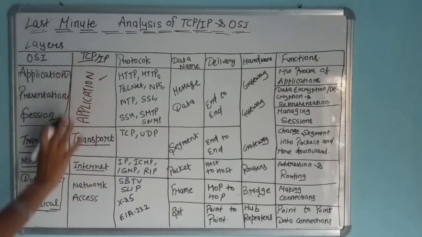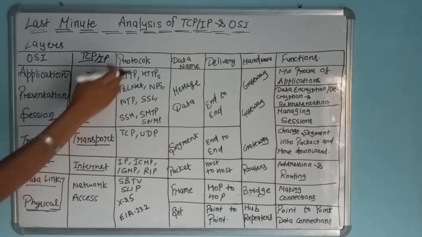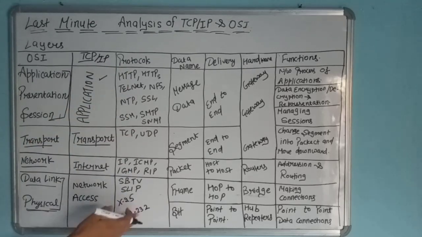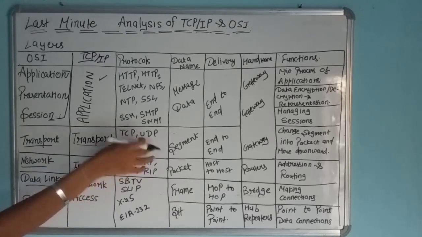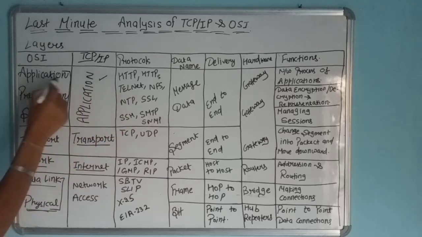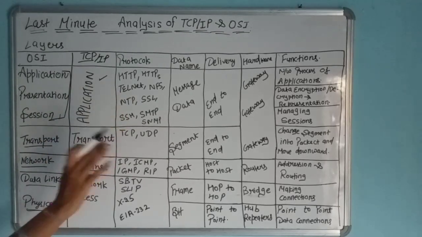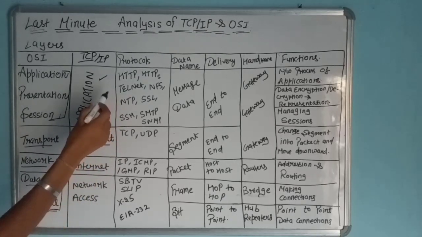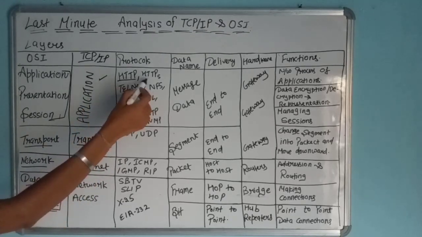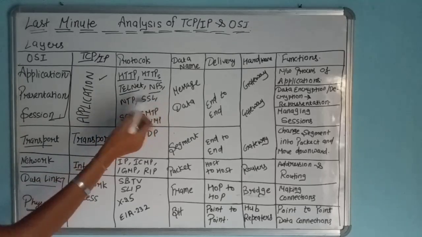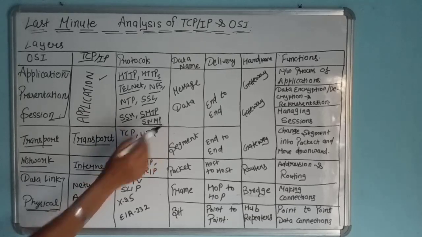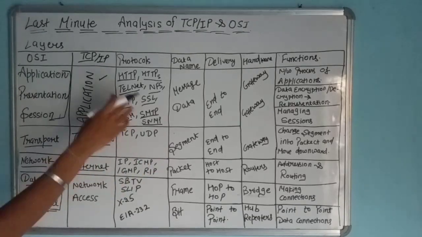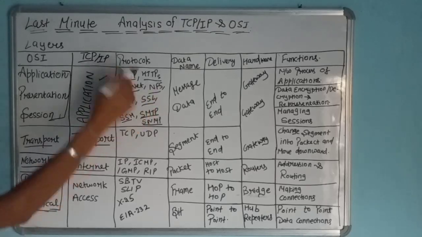of the TCP/IP model. Now these are the important protocols that are used, and the question mostly raised is which protocol is used in which layer. In the application layer of the TCP/IP model, these can be used: HTTP, HTTPS, Telnet, NFS, NTP, SSL, SSH, SMTP, SNMP. At the end of this video, you can see the full forms of all these protocols.